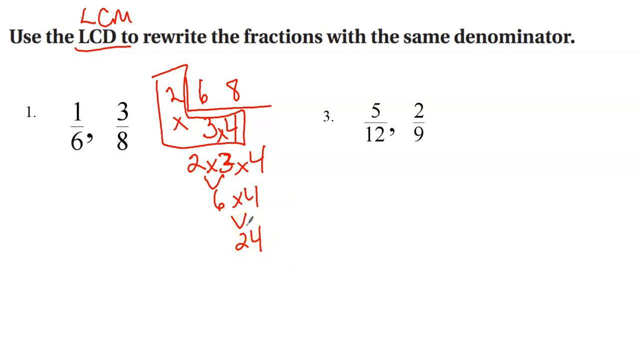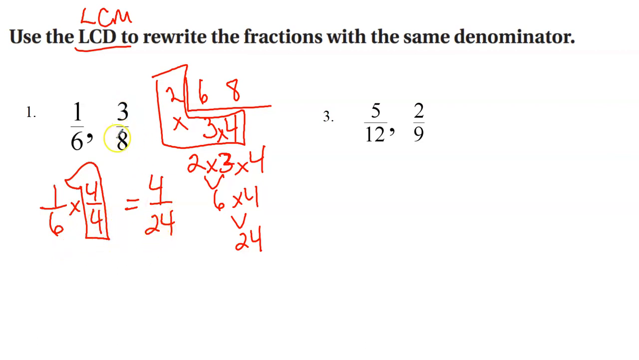So here's what I do to rewrite the fractions. I put 1 over 6, and I know I want my denominator to be 24. So I think about what do I need to multiply 6 by to get 24, and it's 4. So I multiply the top and the bottom by 4. It's like multiplying by a giant 1. So if I multiply 1 times 4, I get 4, and 6 times 4 is 24.